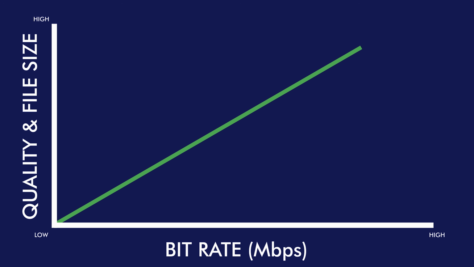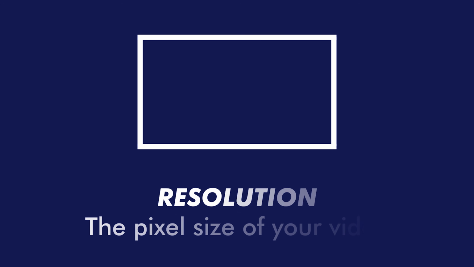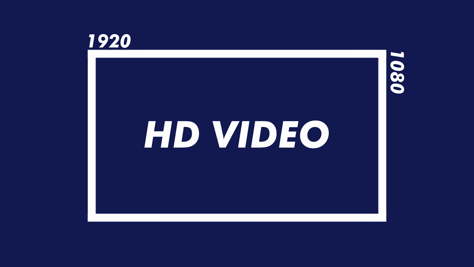On the alternative side, the higher the bitrate, the larger the file size of your video. Now, it's important to understand that resolution is different from bitrate. Resolution is the pixel size of your video. So if you have something that's 1920 by 1080, that is the resolution of your video. A 1920 by 1080 HD video can have different bit rates.